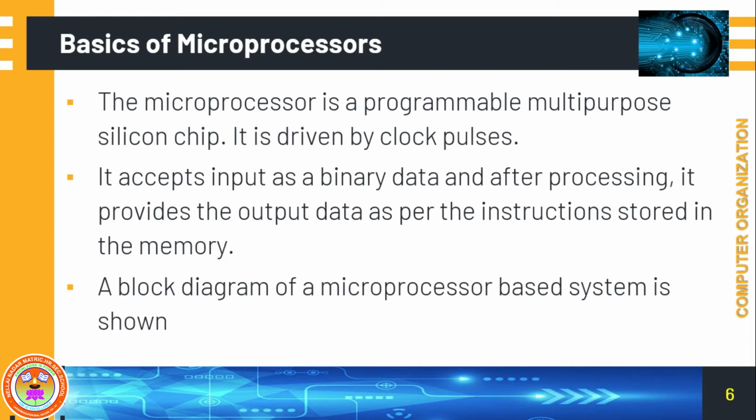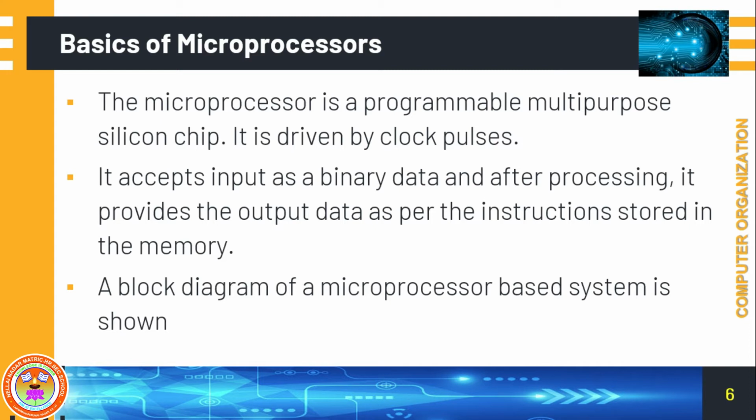It is driven by clock pulses and it accepts input as binary data. Please note this point. Already we discussed in the previous, first chapter that all the data should be received from the user. The machine should understand only binary. Is it correct or not? Why? Because the machine knows only machine language.